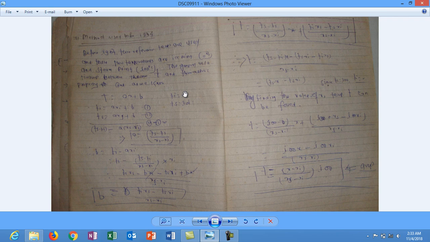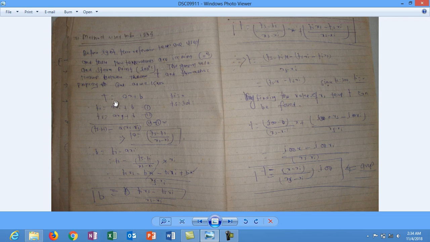So before 1954, the temperature is a function of distance, the length of the Hg column. So T is equal to Ax plus B. This is the basic equation. When T is the ice point, x will be xi, and when T is the steam point, x will be xs. So xi and xs, two notations are used.